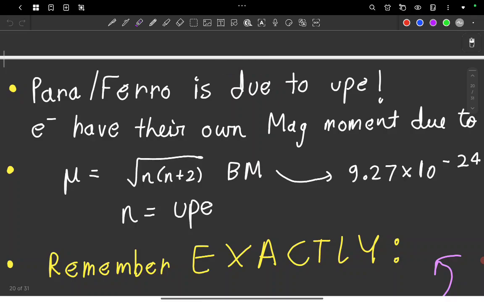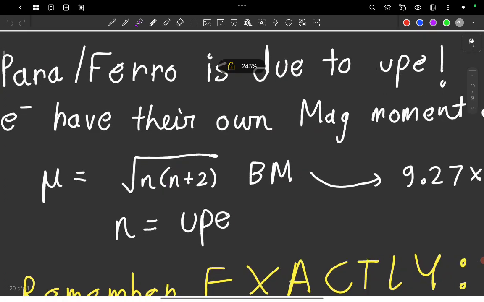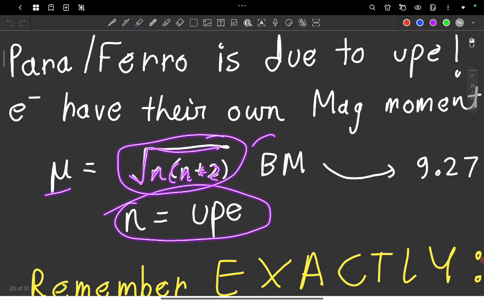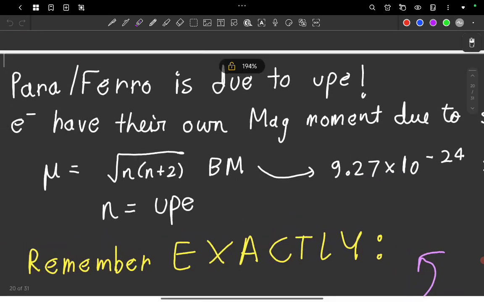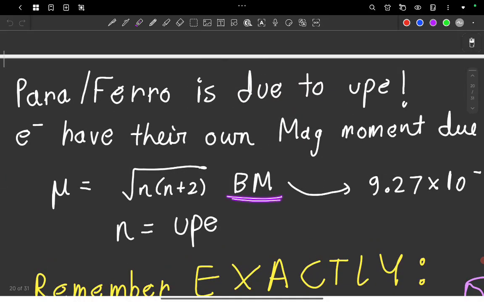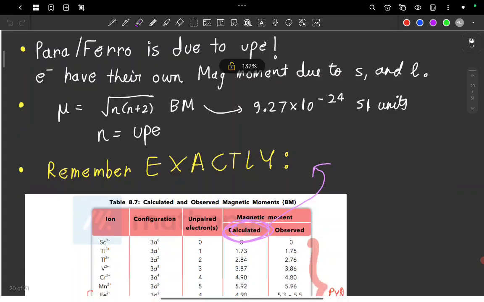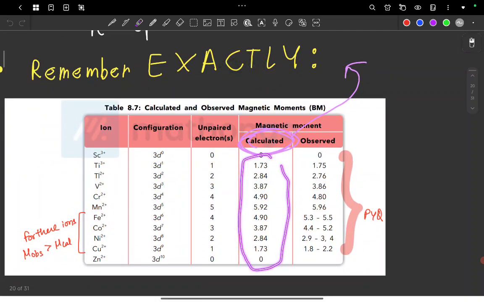The magnetic moment for our d block elements is given as a function of the unpaired electrons, and this function is: the magnetic moment is equal to root n into n plus 2, where n is the number of unpaired electrons, and this will give you the magnetic moment in SI units. But in exam, you will most likely be asked it in Bohr magnetons, so remember it in Bohr magnetons. This formula is applied. Now, I want you to remember these values exactly.